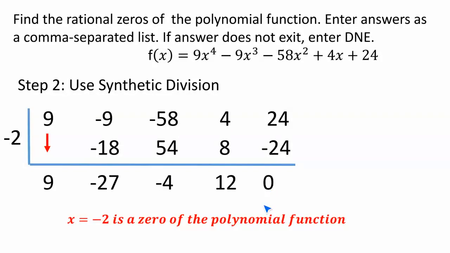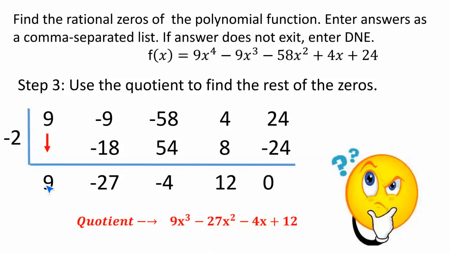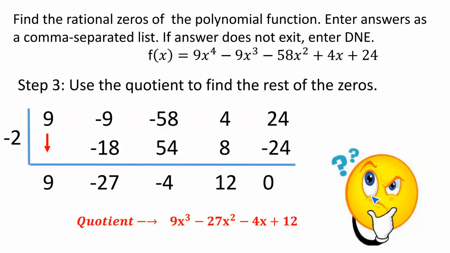So that is good. So now our quotient, since we started with x to the 4th, what degree is my quotient going to start with? It's going to start with 3. Okay. So we have 9x cubed minus 27x squared minus 4x plus 12. So now we have this polynomial. At that point, you might be able to factor, right? You might be able to factor by grouping. So grouping might be an option right here.